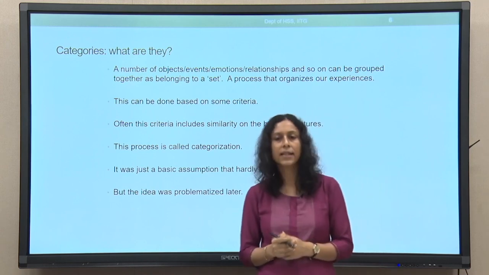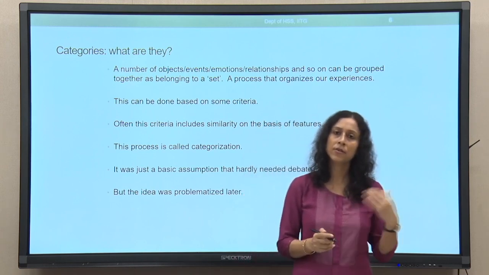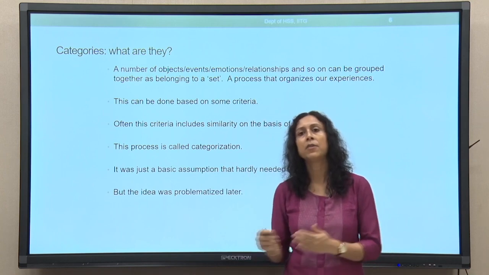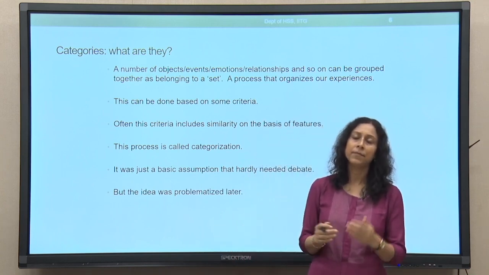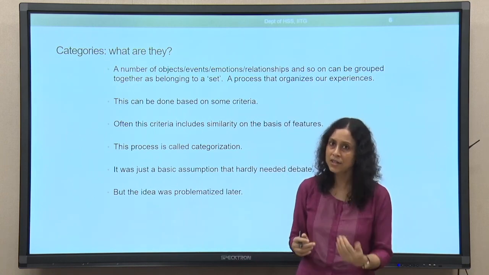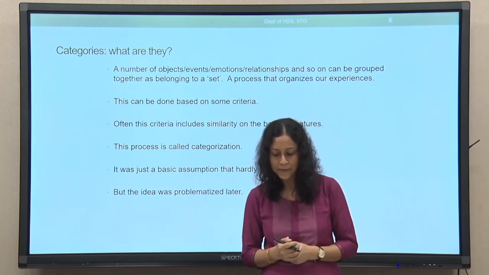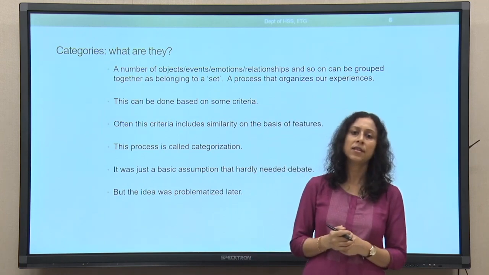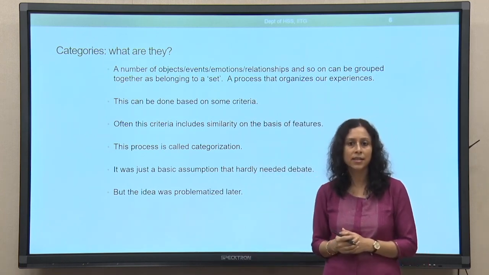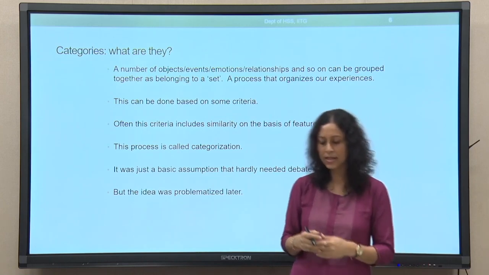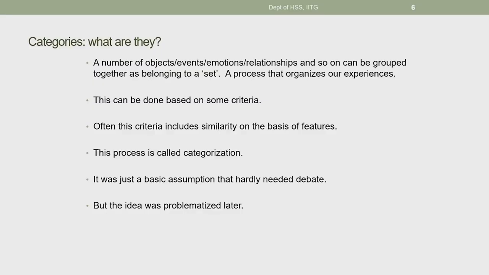So, that brings us to categories. We looked at concepts: concepts are made up of features, which roughly translates to meaning in language, and at the basis of a concept is categorization as a process. Once we have categorization as a process, the next automatic question is to ask, what are categories? A number of objects, events, emotions, relationships, you name it, all these things can be grouped together as belonging to a set of some sort.